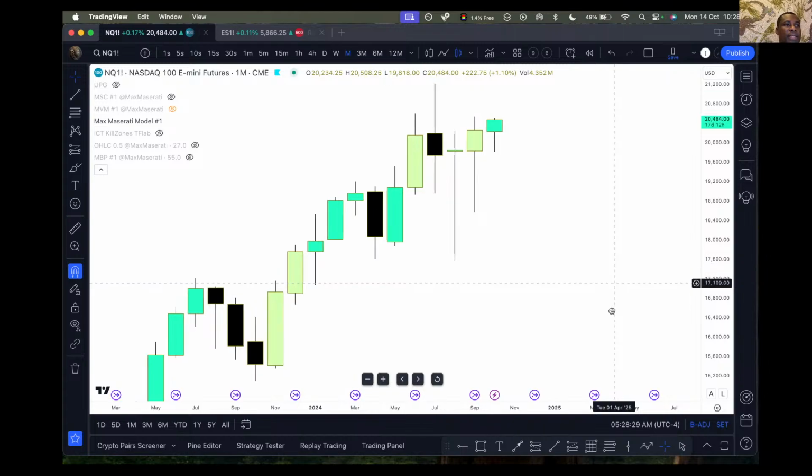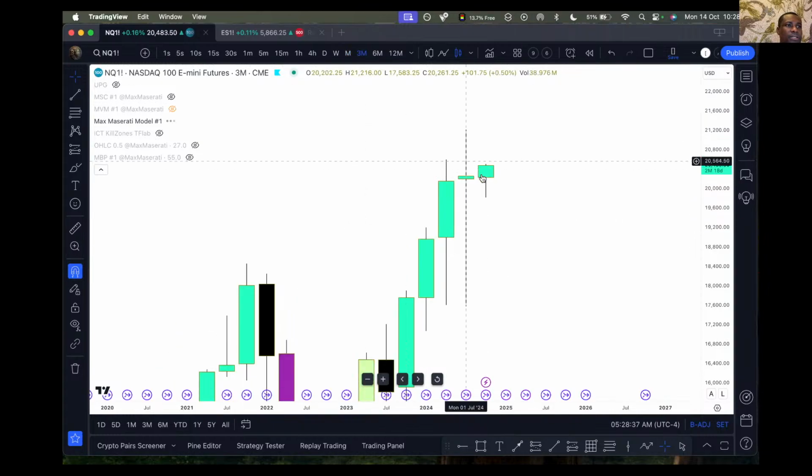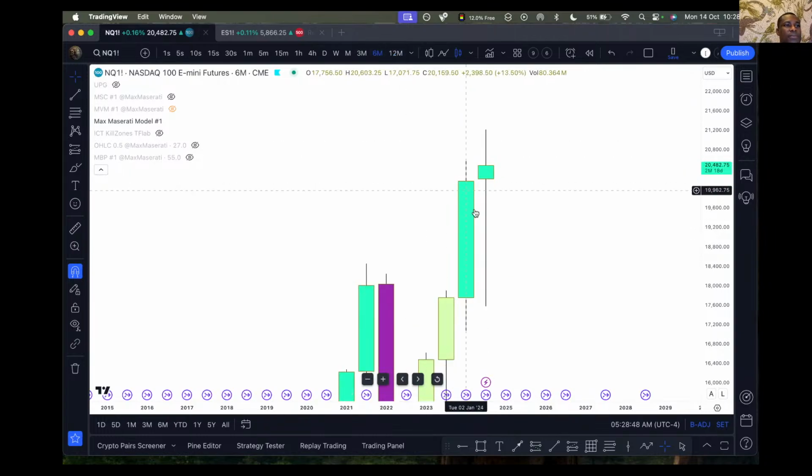This market has been going up and up and up, and so this is the model. And on 3 months, let's go back to the yearly chart. So the yearly is fully bullish. And then if we check on 6 months, we have a bullish body close, and the candle just took the high of the 6 months candle.